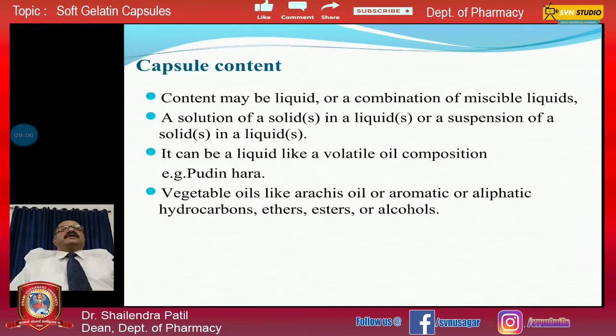The capsule content may be a liquid or a combination of miscible liquids, a solution of a solid in a liquid, or a suspension of a solid in a liquid. It can be a liquid like a volatile oil composition; you can have the example of Pudin Hara soft gelatin capsules, which are available. You can easily see that. And vegetable oils like arachis oil, or aromatic or aliphatic hydrocarbons, ethers, esters, or alcohols can be used.